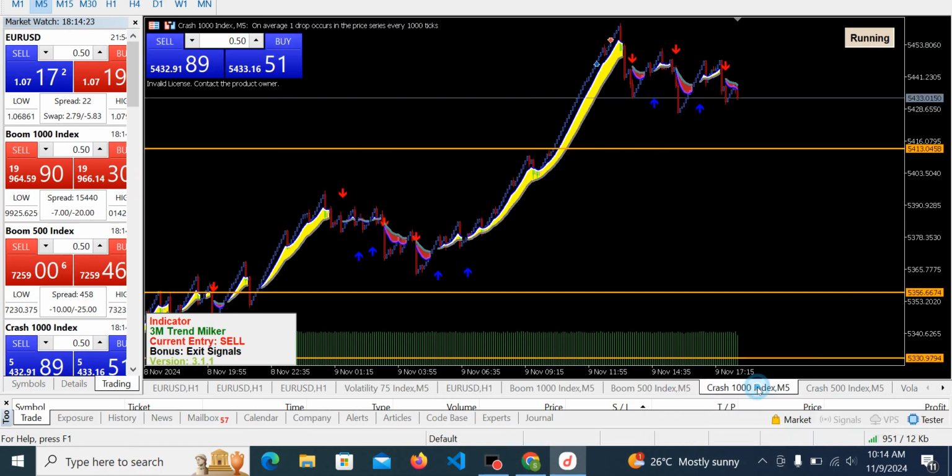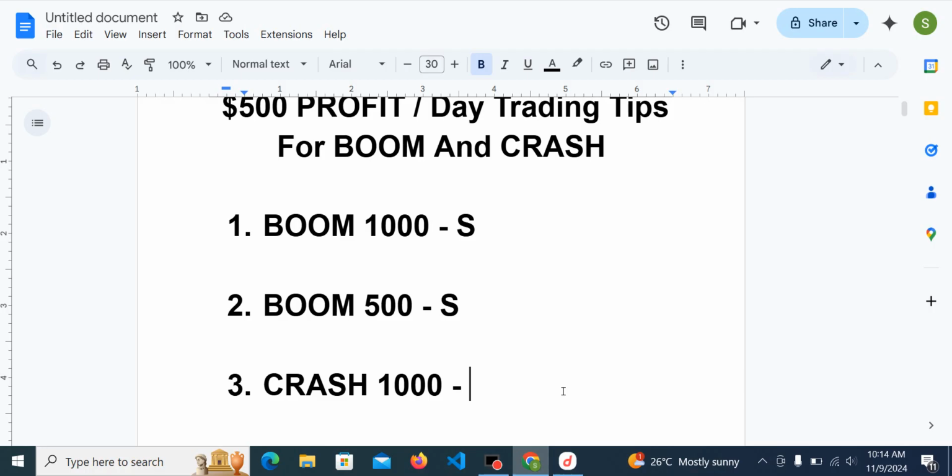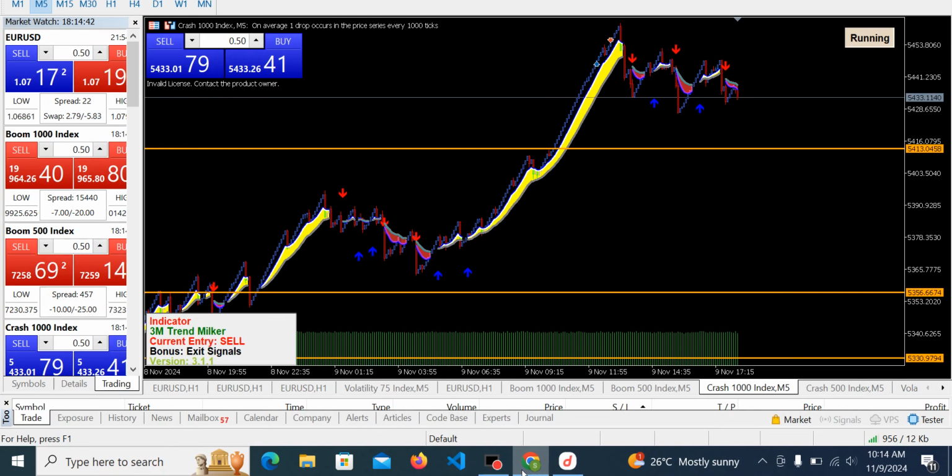Let's move on to Crash 1000. This is Crash 1000, and this had been on an uptrend for a very long time. It got to this resistance zone, wasn't able to break out above it, so it started a downtrend right from there, and it is still selling at the moment. Okay, so this is going to be giving us more of a selling opportunity than a buying opportunity.